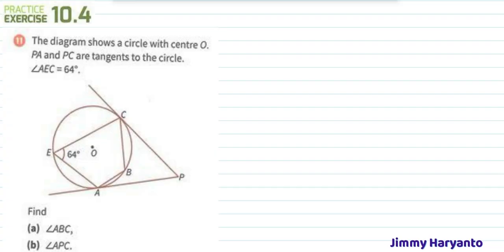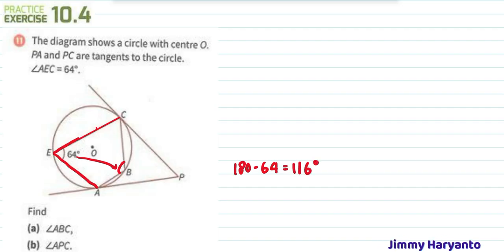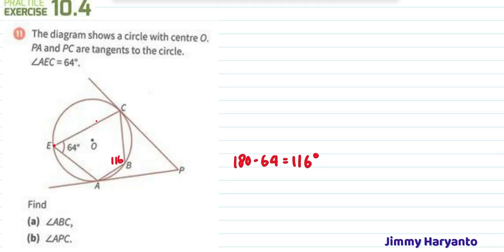Next is question 11. For question 11, we will start from this one. 64. 64 is the angle opposite to B. So we can find B. B equals 180 minus 64 equals 116. This one is 116. Okay. The question wants you to find ABC. ABC already has 116.